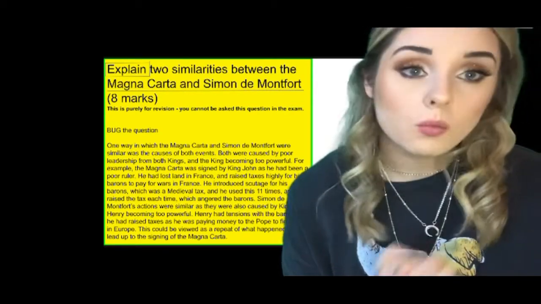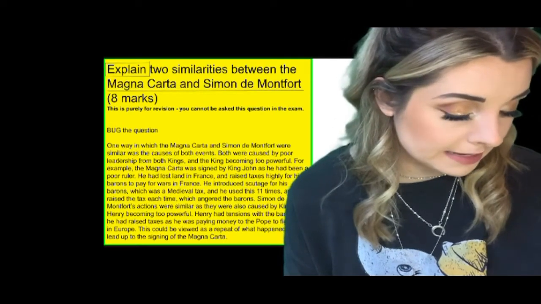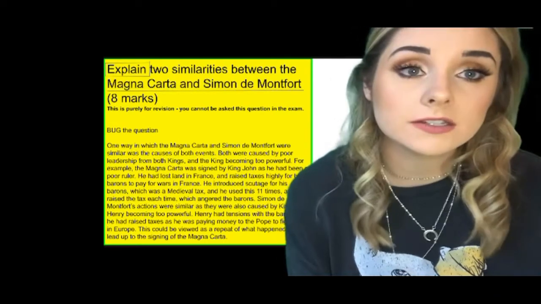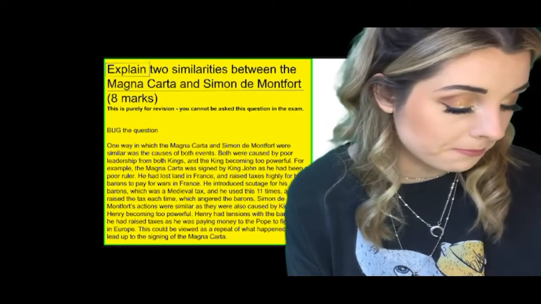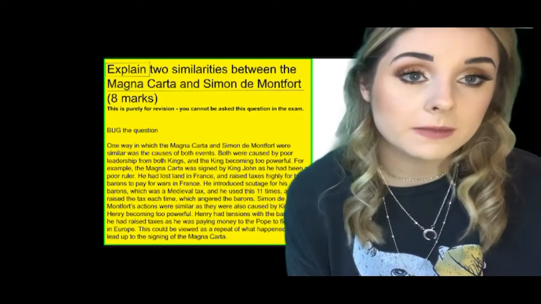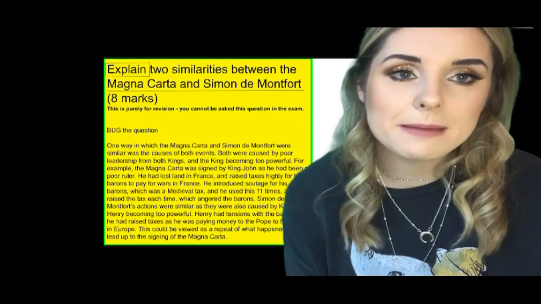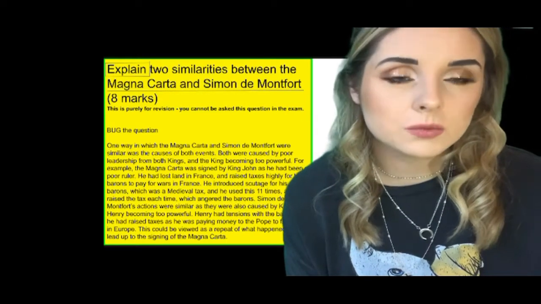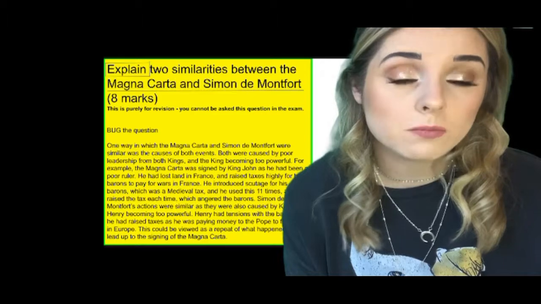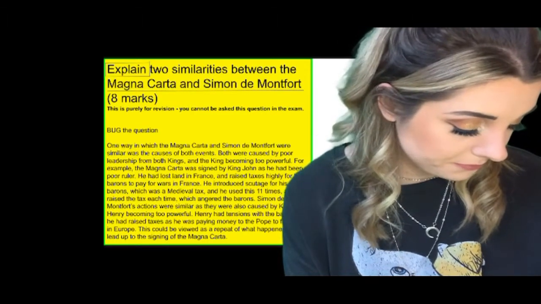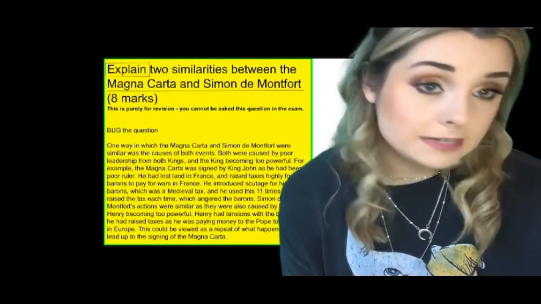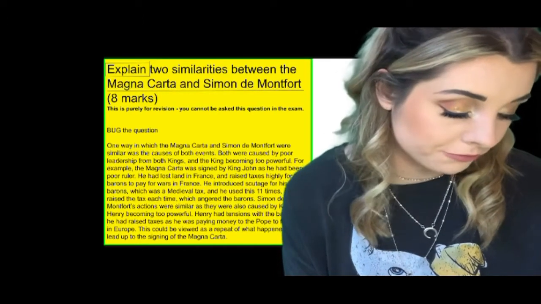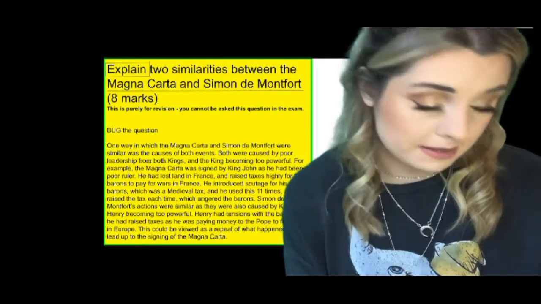So, one way in which the Magna Carta and Simon de Montfort were similar was the causes of both events. Both were caused by poor leadership from both kings and the king becoming too powerful. So that's my point there, okay? I've just introduced what I'm saying, and I've said one way in which they are similar. For example, give an example. The Magna Carta was signed by King John as he had been a poor ruler. I'm now going to explain that in a bit more detail.